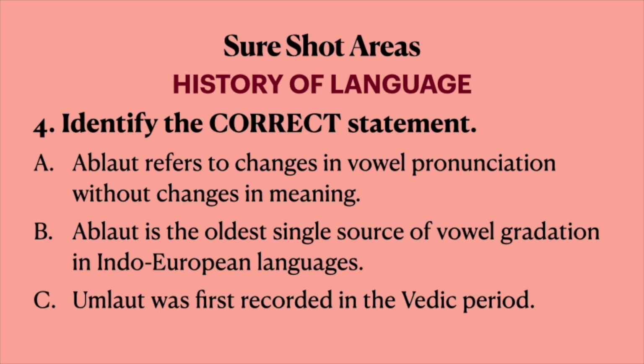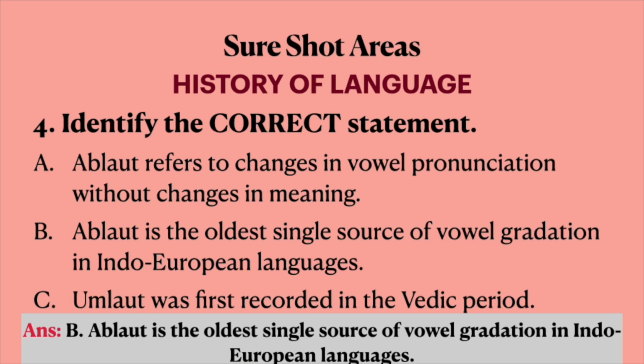Ablaut and umlaut are very important, guys. There will be questions from this area, and the answer is option B. Ablaut is the oldest single source of vowel gradation in Indo-European languages. Can you tell us about ablaut and umlaut in detail, ma'am?